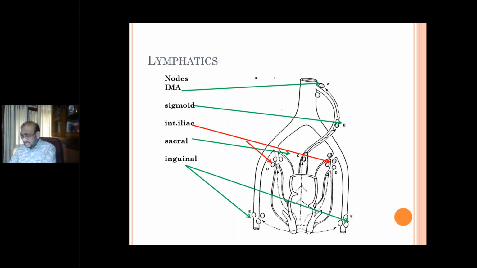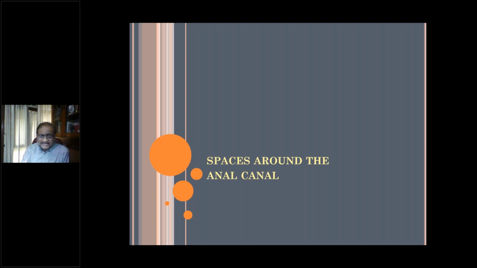Is that clear? So that is the lymphatic drainage, and that helps in deciding which lymph nodes would primarily be involved in which part of the malignancy, involving which part of the anal canal. Above the pectinate line, we're looking for the lymph nodes inside the pelvis and the abdomen. Below, we're looking at the inguinal lymph nodes. And that is why we have to understand what this is all about.